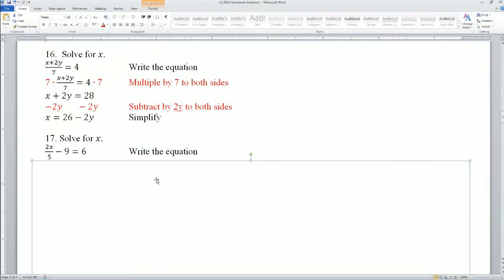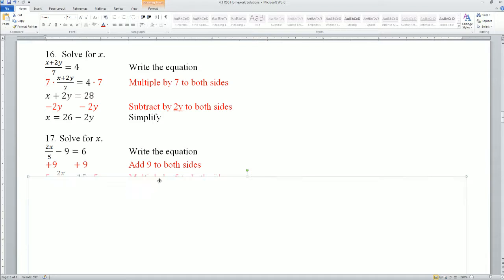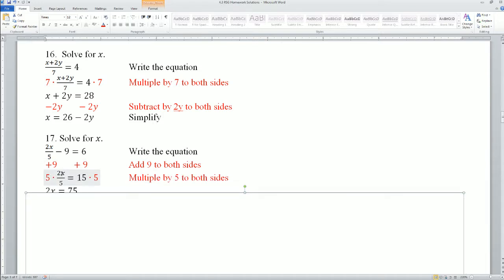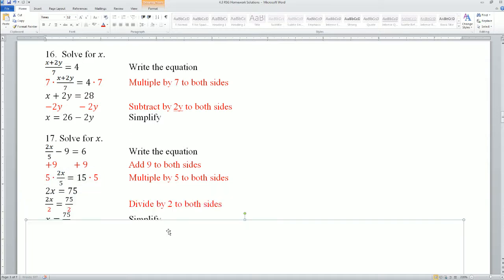Number 17. 2x divided by 5 minus 9 equals 6. That's the original equation. Add 9 to both sides. I get 2x over 5 equals 15. Multiply 5 to both sides. 2x equals 75. Divide 2 from both sides. I get x equals 75 over 2.